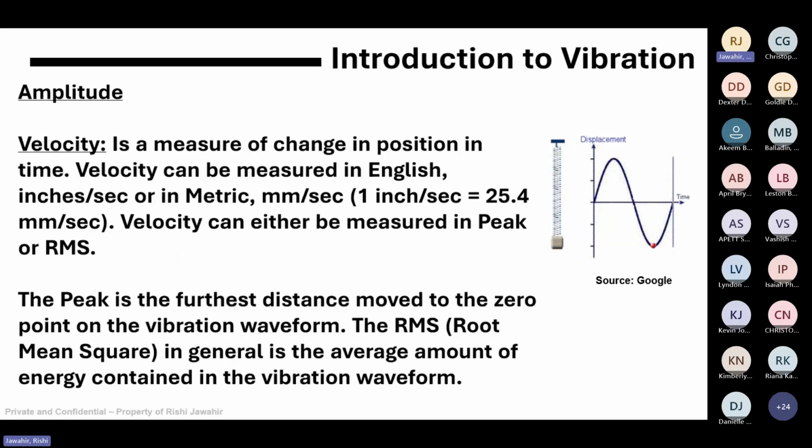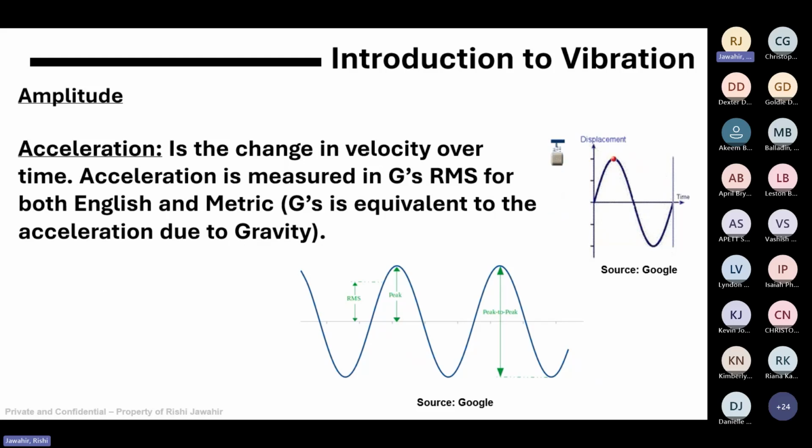All right. One other unit of measurement for vibration is known as velocity, and velocity is the rate of change of displacement with time. Velocity is measured in inches per second or millimeters per second. This can be represented as peak velocity or RMS velocity. And then there's also acceleration. So acceleration is the rate of change of velocity with time. Acceleration can be measured in G's, and we'll see that coming up in the presentation here.